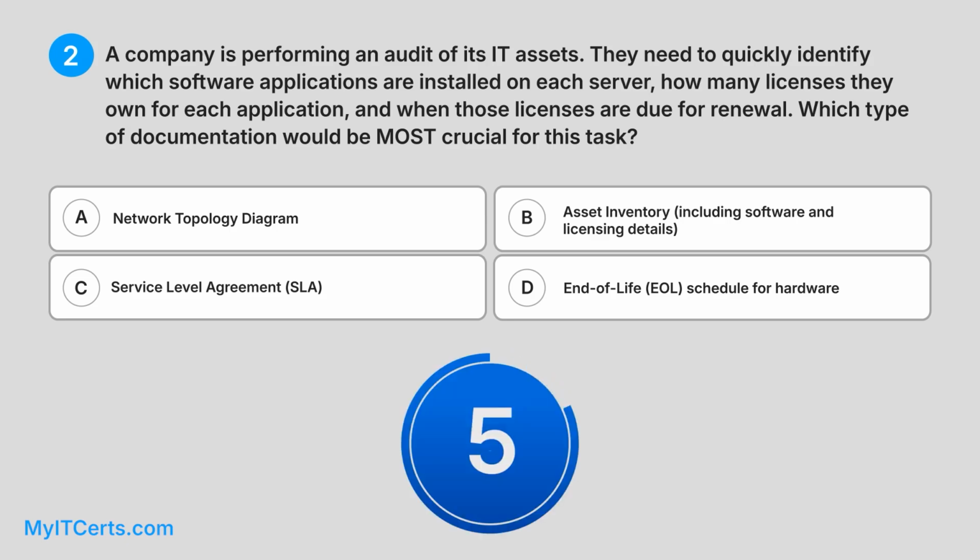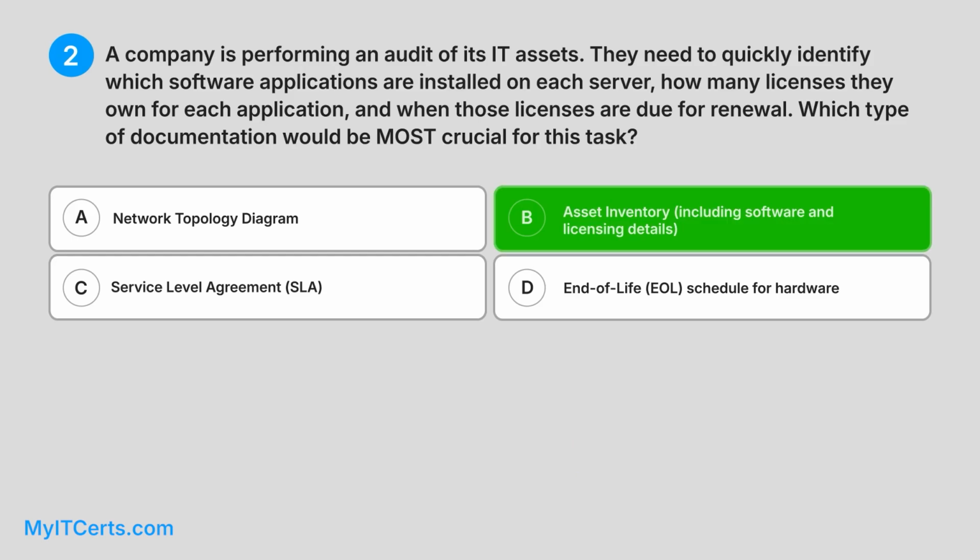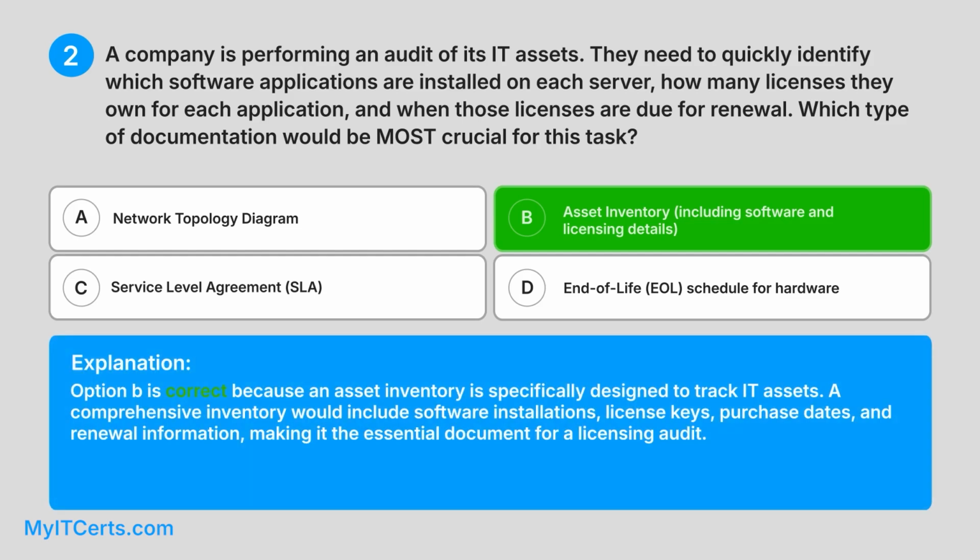What do you think is the answer? Correct answer, B. Asset inventory, including software and licensing details. Explanation. Option B is correct because an asset inventory is specifically designed to track IT assets. A comprehensive inventory would include software installations, license keys, purchase dates, and renewal information, making it the essential document for a licensing audit.